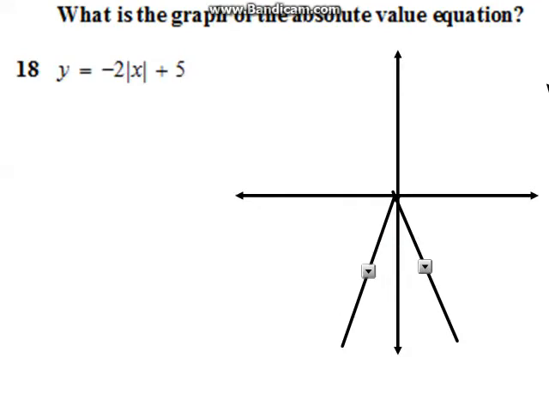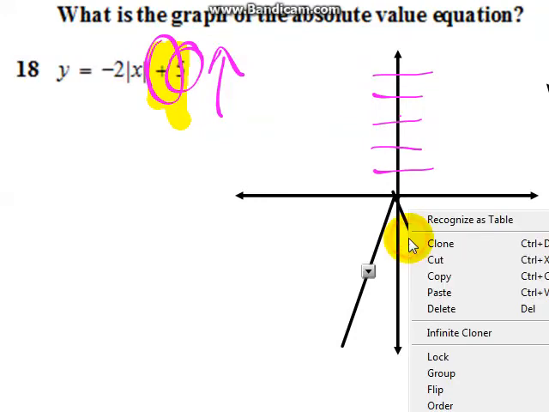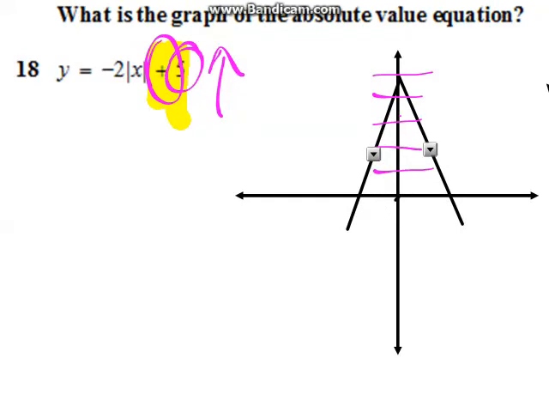And now we've added the stretch, the flip, and now our last part here is the add a 5. Add 5 to it. What that does, it's going to move it up or down depending on your sign. We're adding, so that means we're moving up 5 units. So 1, 2, 3, 4, 5, and we're going to group it and move it up 5 units. There we go.